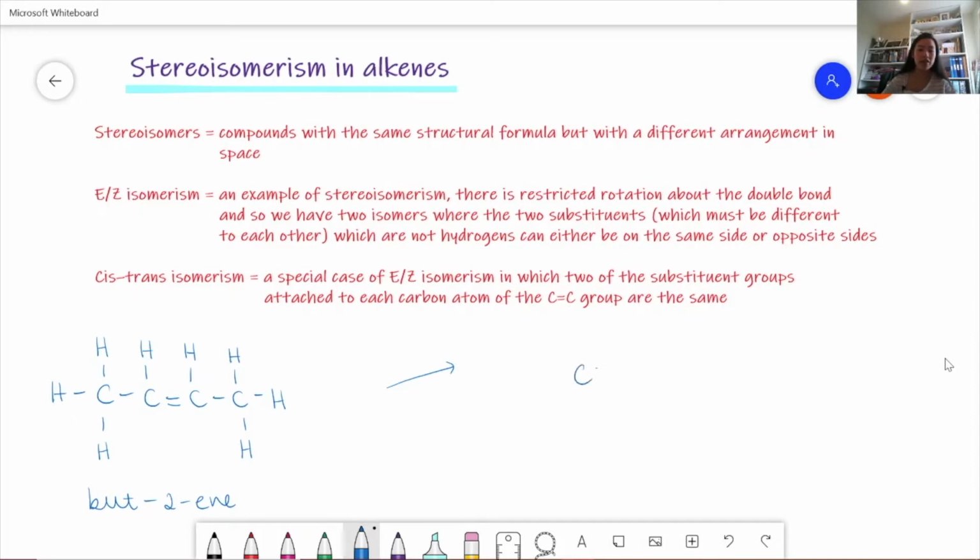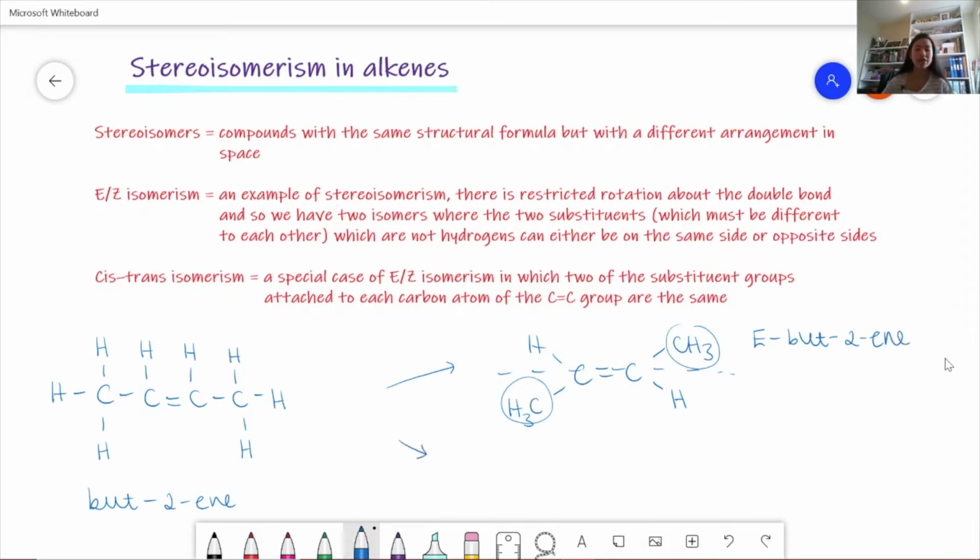If we center around the carbon-carbon double bond, we have a hydrogen, a methyl group, another methyl group, and a hydrogen. And now what we do is we see the two substituent groups which aren't hydrogens, so these two here. And they're on opposite sides to each other, because if we divide this horizontally, they're on opposite sides, and so we call this E-butene.